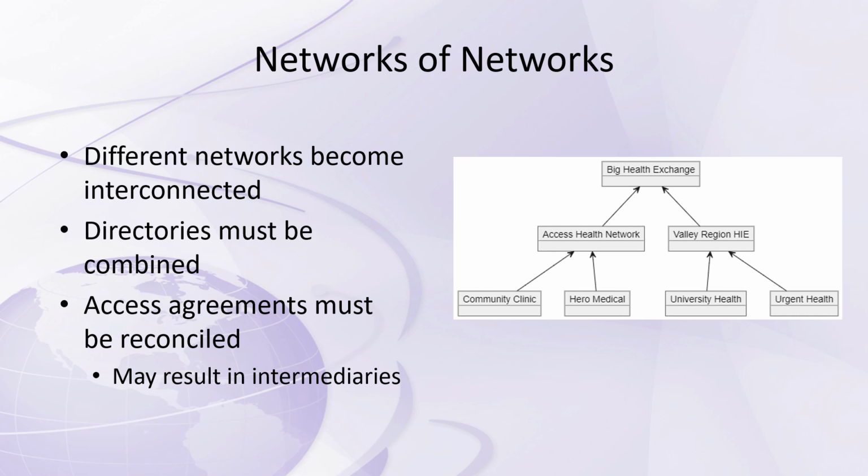Members of each network must be able to discover one another, meaning the directories for both networks must be combined. In addition, the authentication and authorization policies of each network must be reconciled. This often results in intermediary systems that must mediate the access requirements of both networks, and these intermediaries might also provide health data aggregation services. This amounts to a technical challenge that must be successfully navigated jointly by all stakeholders in each of the networks.